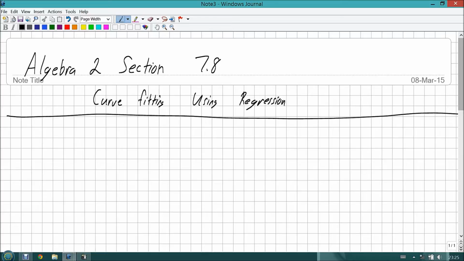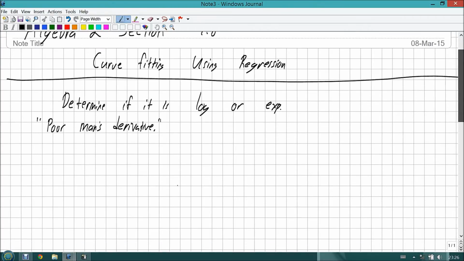The first thing that we do, and I think we might have done this before, but we're doing it again, is we are going to first determine if it is logarithmic or exponential. To do that, we do something called the poor man's derivative. I think we've seen this one before, but we're going to go over it again.